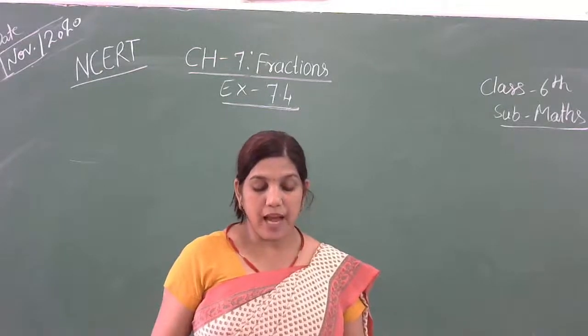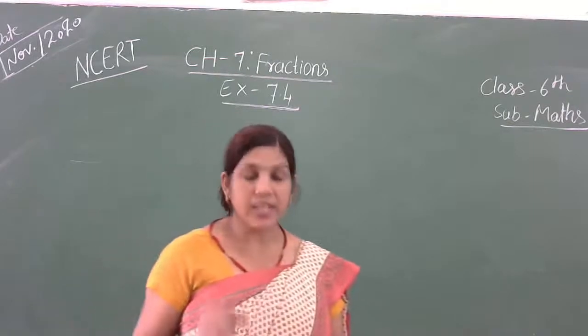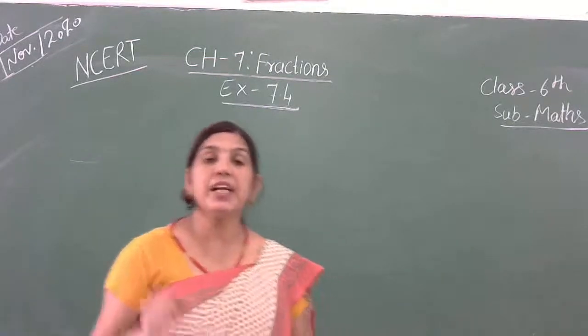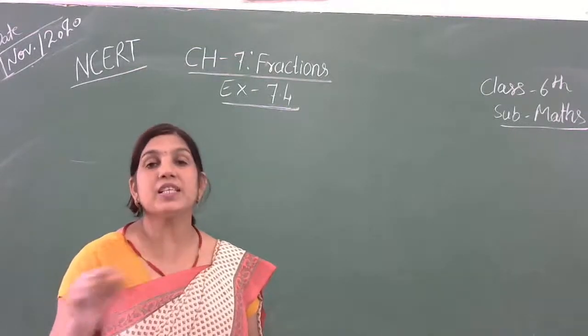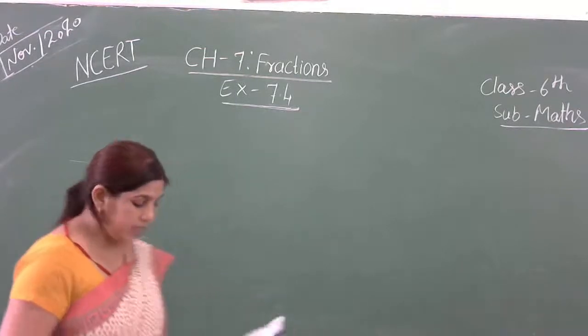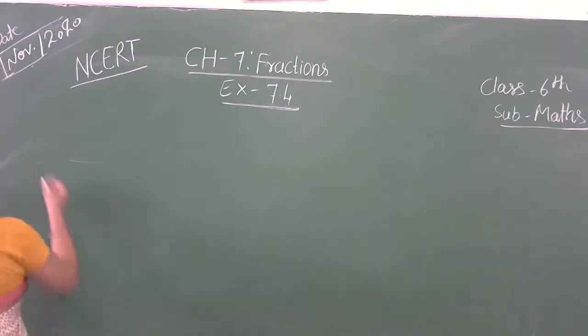So we have to first write the fraction for the shaded portion. After that, arrange in ascending and descending order. And put the sign of greater than, less than, or equal. Isn't it? So let's begin. First question.